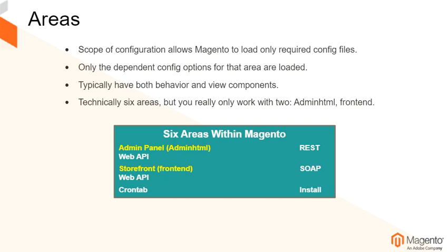Typically, an area contains behavior and view components that operate separately. However, an area can have only one component. For instance, the cron area, which has no view component. If your extension works in several areas, you should make sure it has separate behavior and view components for each area.